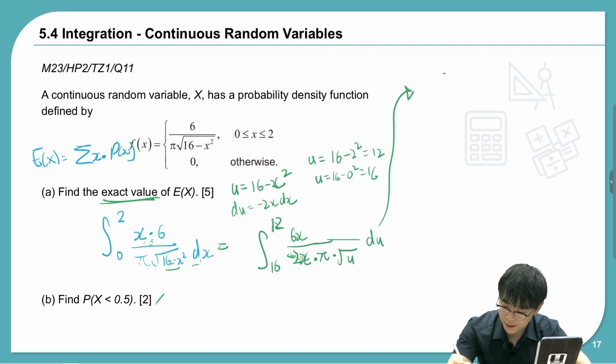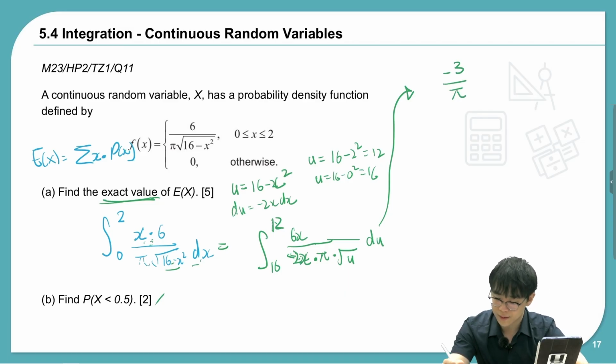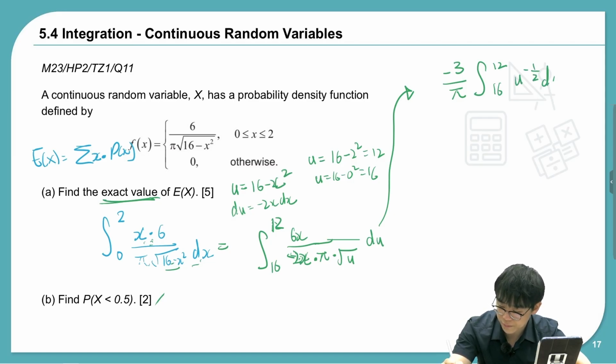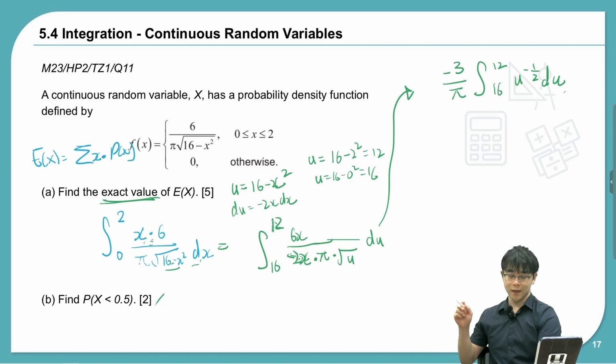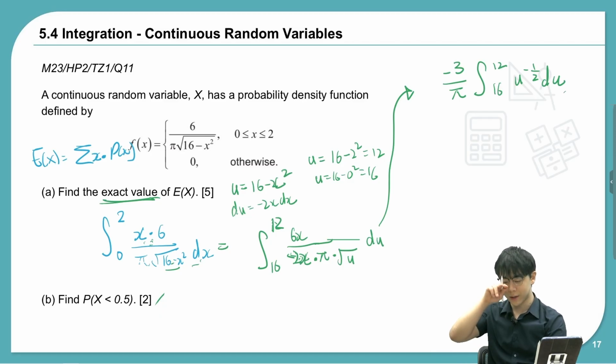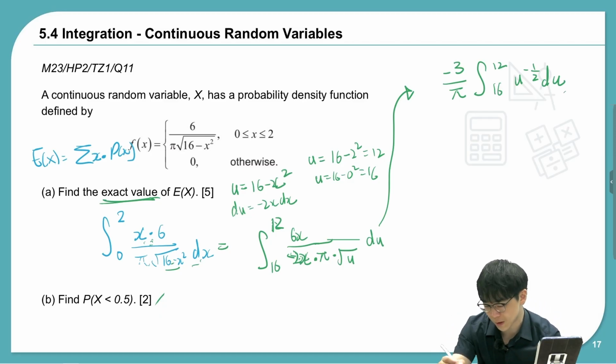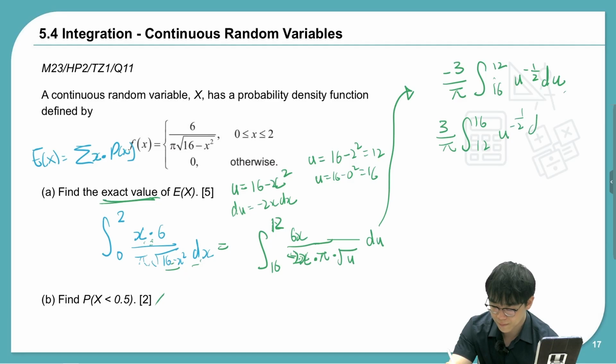We would get negative 3 over pi, integrating from 12 to 16, and then we get u to the power of negative 1/2 du. It's a bit awkward because the number at the top of the definite integral is smaller, but that's nothing more than just switching with a negative. So we just get negative area like this. If this is a bit unsettling, you can just write 3 over pi, and we integrate from 16 to 12. So we can reverse the order like that.